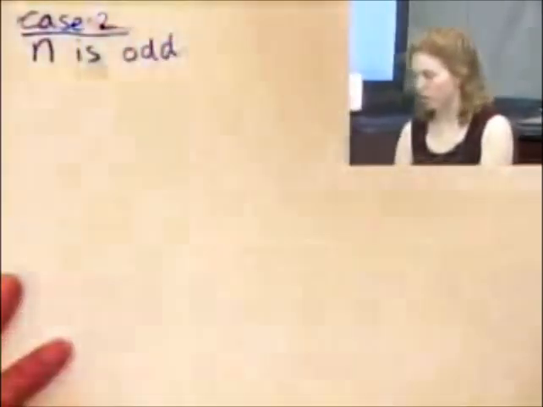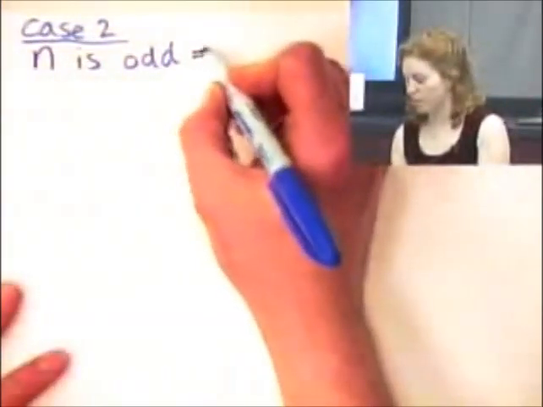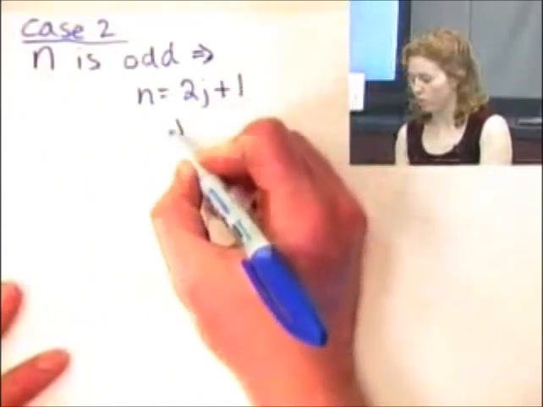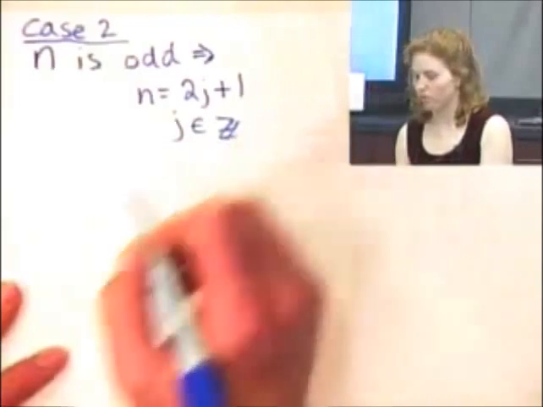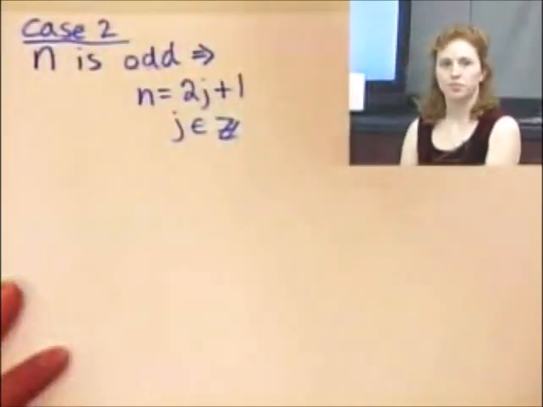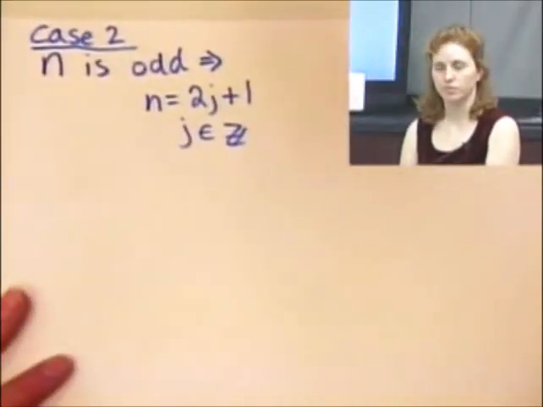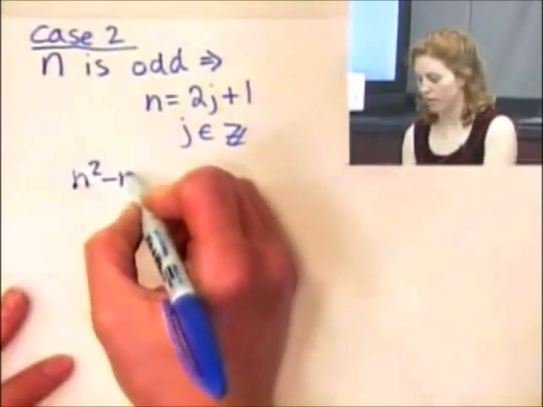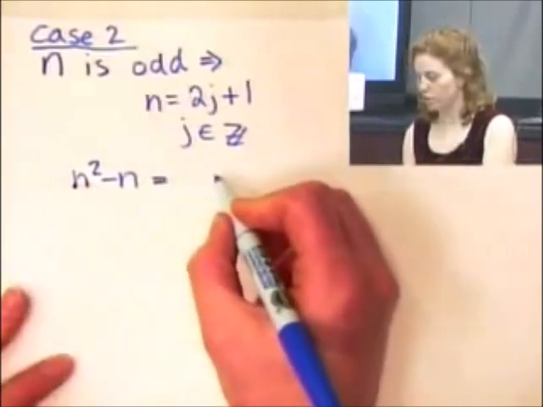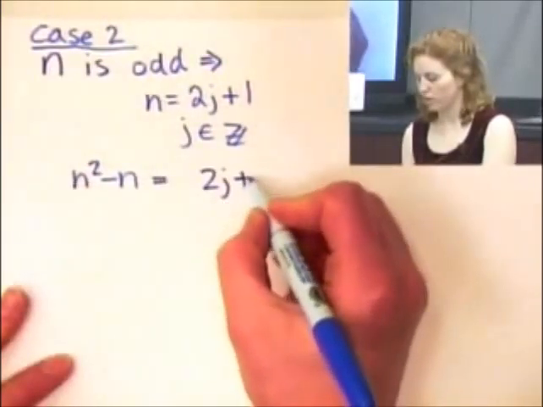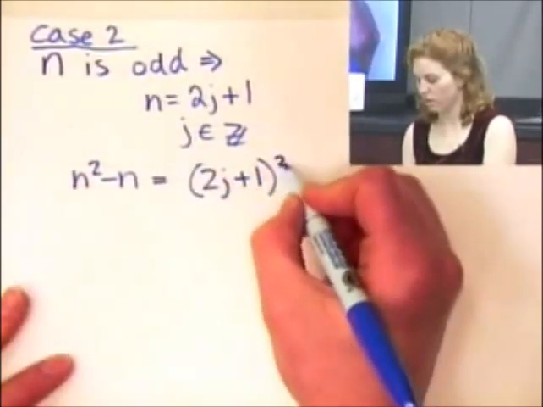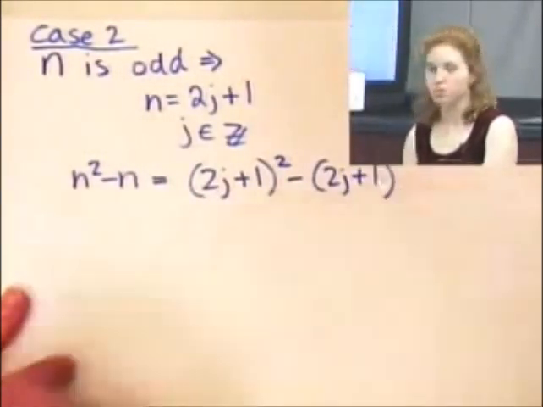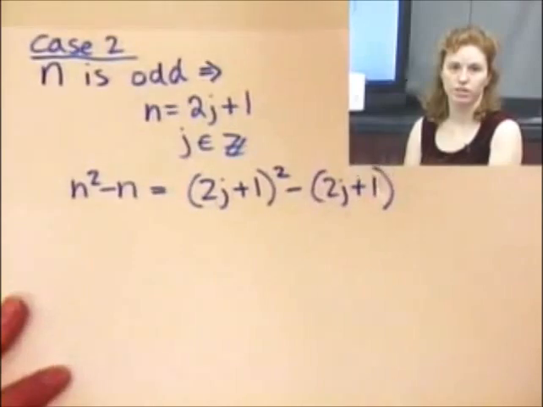And the final case also. So n is odd. That implies that n equals 2 times j plus 1, where j is a member of the integers. In that case, then we want to see what happens to n squared minus n. So we're going to plug in 2j plus 1 for n and square it, and then subtract 2j plus 1. And we want to be able to factor out a 2 in the end. That's the whole goal.